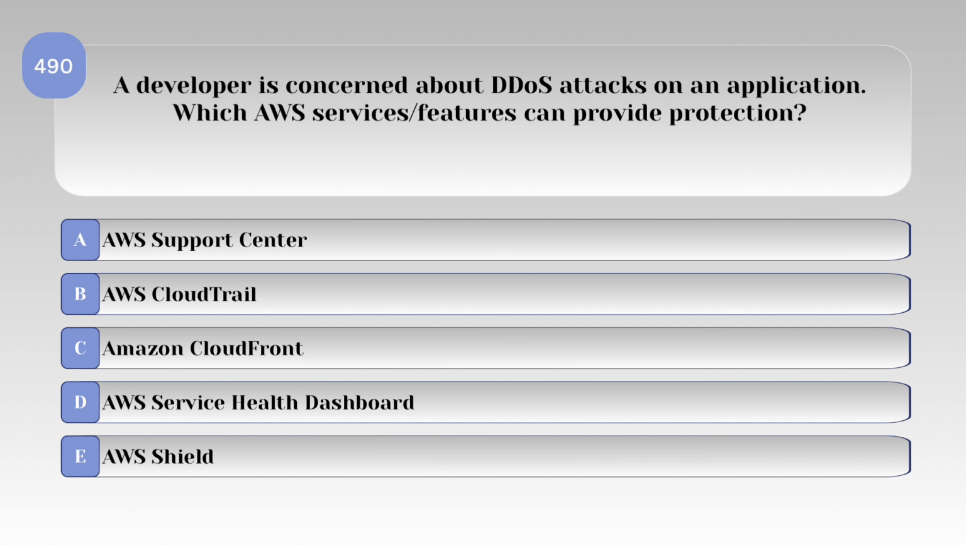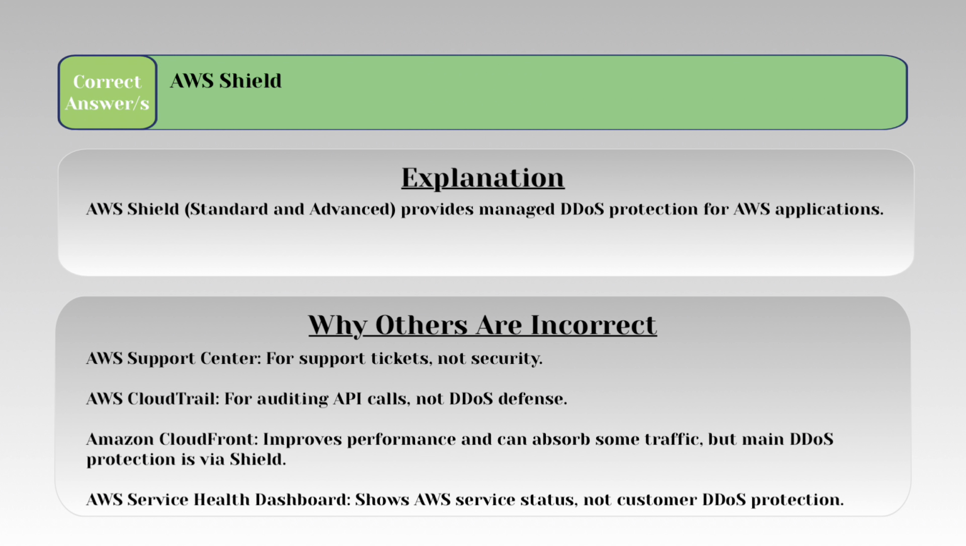Correct answer, AWS Shield. Explanation: AWS Shield provides managed DDoS protection for AWS applications. Why others are incorrect? AWS Support Center, for support tickets, not security. AWS CloudTrail, for auditing API calls, not DDoS defense. Amazon CloudFront improves performance and can absorb some traffic, but main DDoS protection is via Shield. AWS Service Health Dashboard shows AWS service status, not customer DDoS protection.